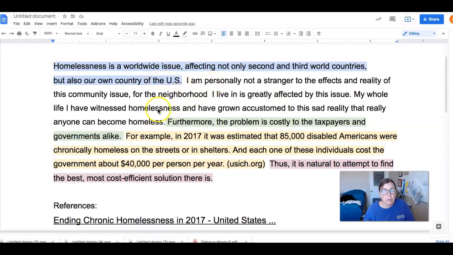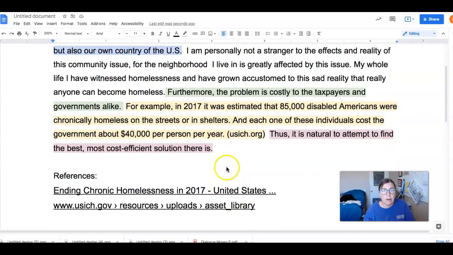And skipping this white part for a minute, which had me a little confused, going to the development. Why is it a worldwide issue in the U.S.? The problem is costly to taxpayers and governments alike. Well, that's a statement. That's not data yet, but then they give this data, this example of this development statement. For example, in 2017, it was estimated that 85,000 disabled Americans were chronically homeless, and each one of these individuals costs the government $40,000 per year, and then it's referenced down here.